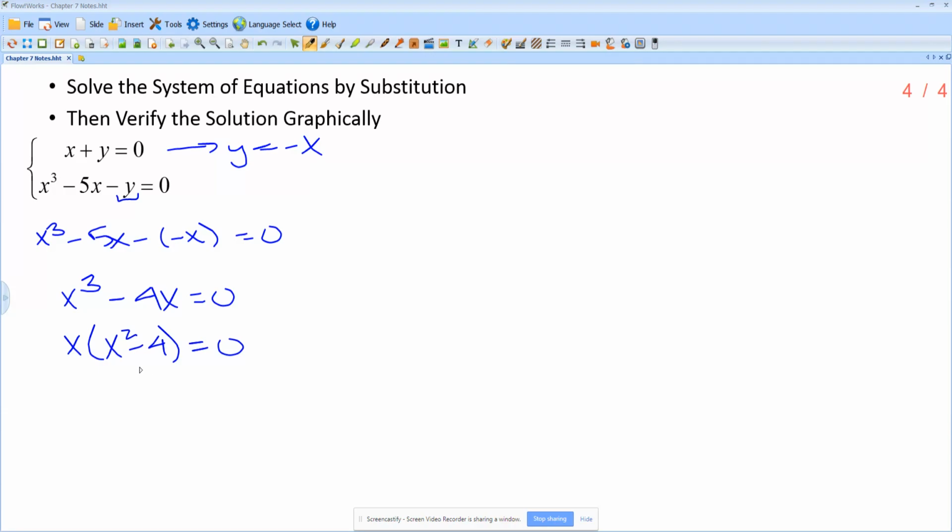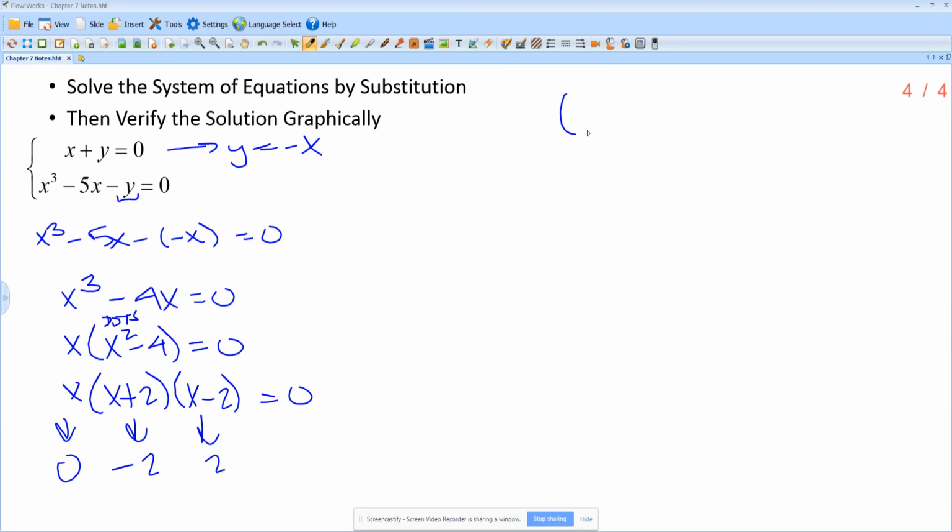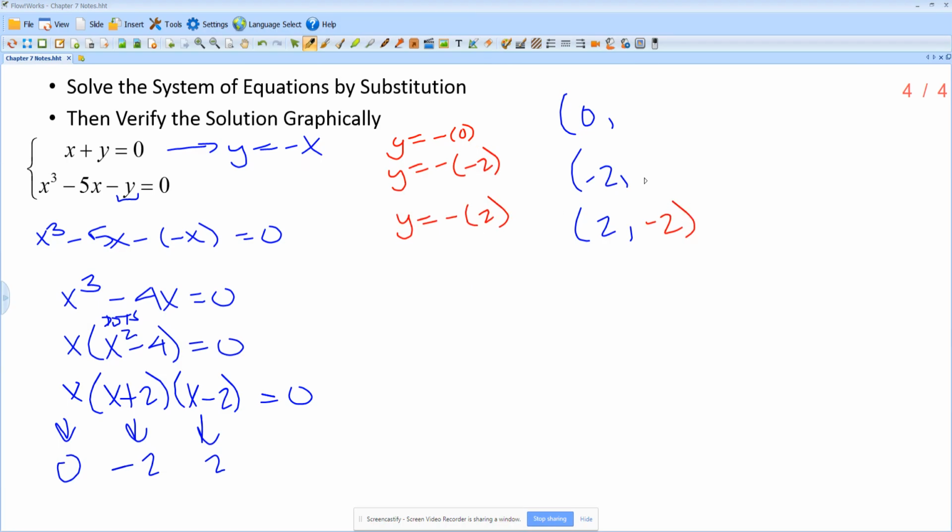And whether or not you do it wouldn't make an impact in this problem, but you can do difference of 2 squares factoring. So we'd get x plus 2, x minus 2. And here it's easier to see there are 3 solutions: 0, negative 2, and 2. Now all of those are simply x values. I still need to go and solve for y. So if I'm solving for y, I substitute them into this equation. I'd have y equals negative 0, y equals negative 2, and y equals negative 2.